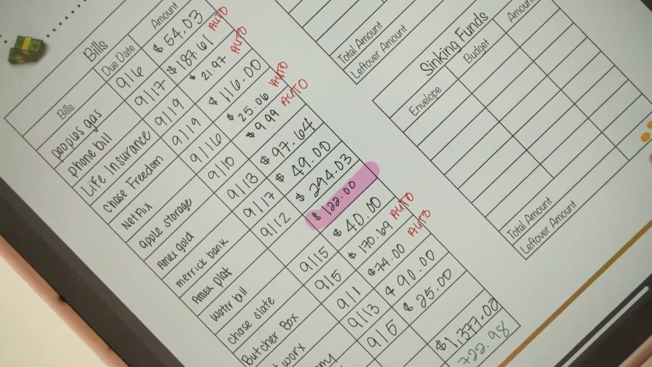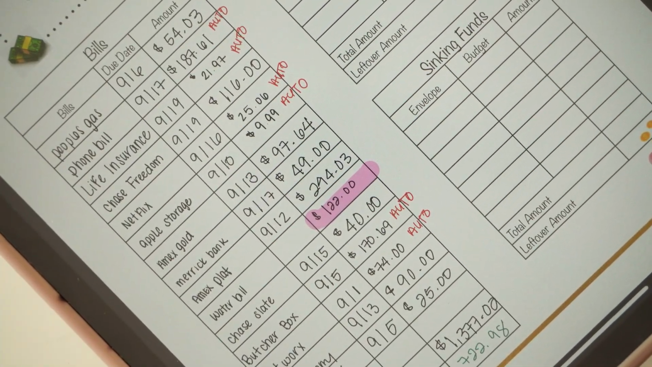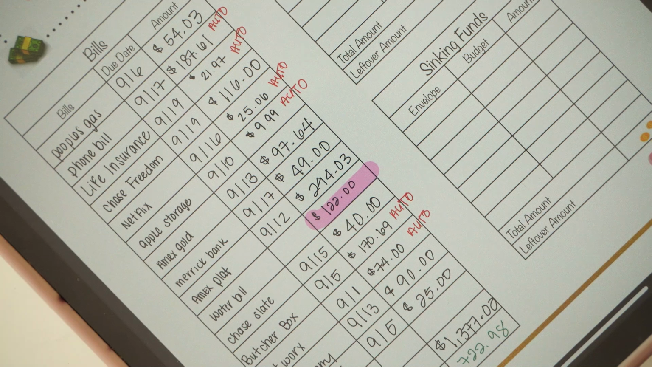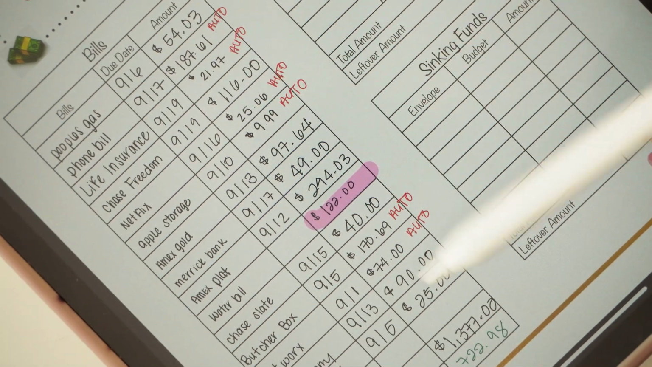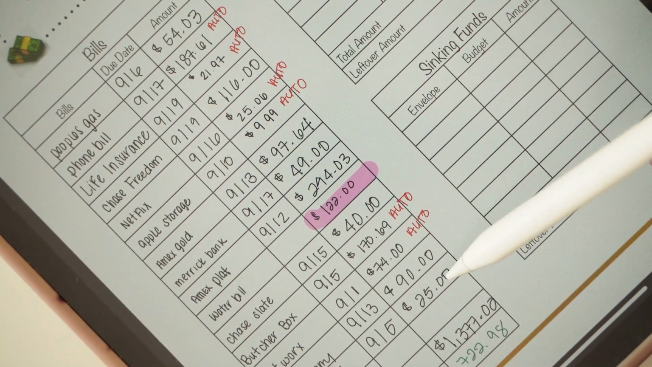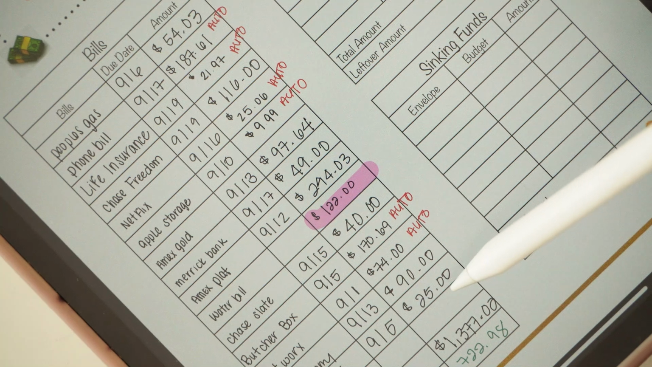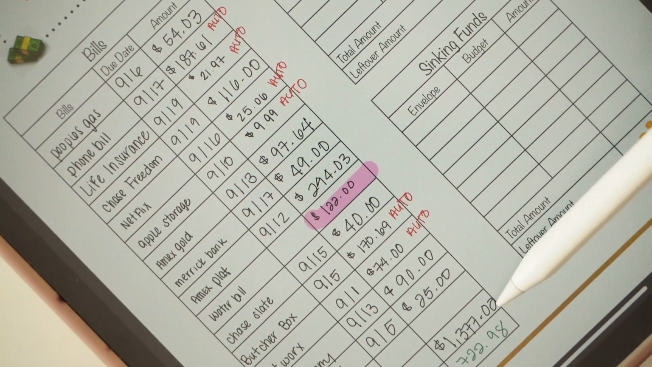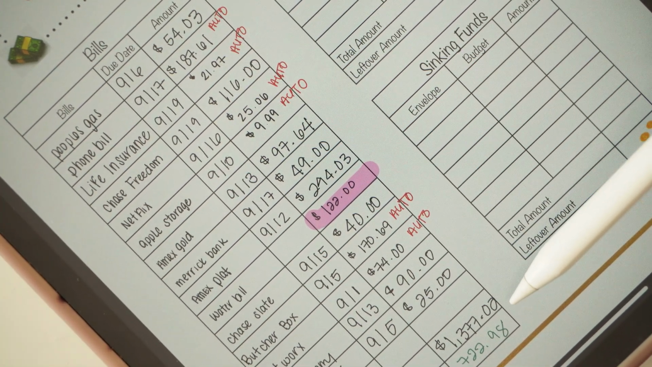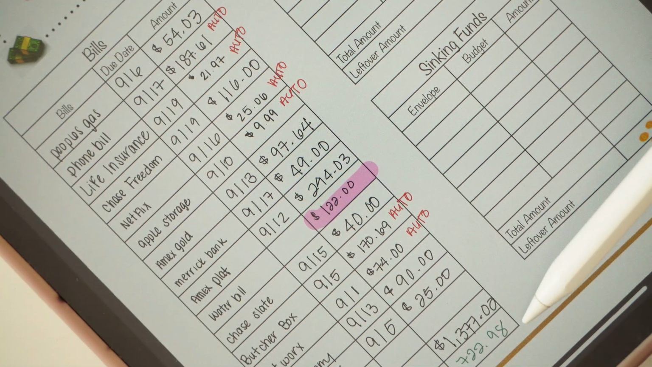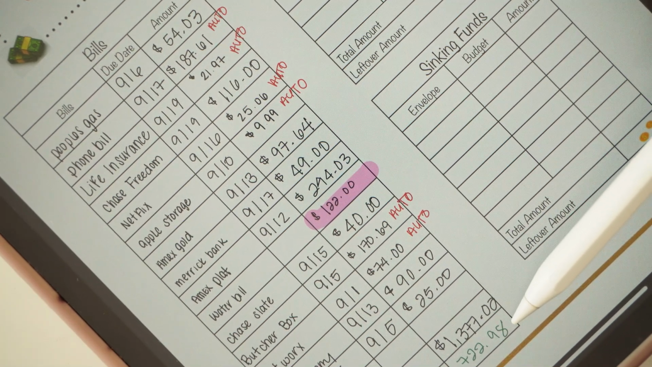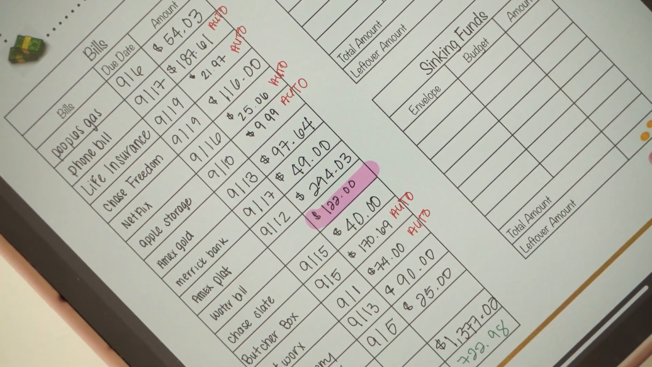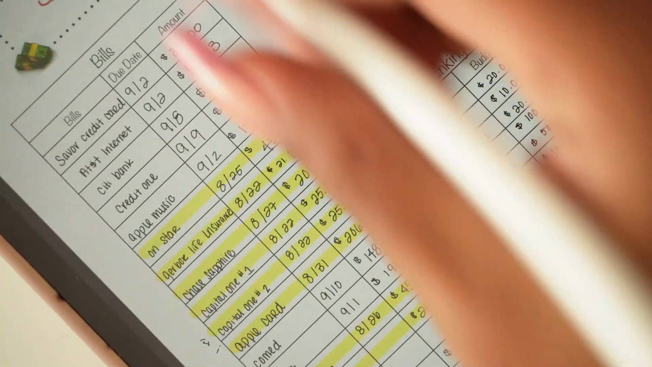Okay, so the water bill was not posted yet, but it's usually around 120, 112 every month. So I just budgeted 122 for that one, and then I went ahead and added all my bills up for that paycheck pay period, which is $1,377.02, which leaves me with $722.98 to budget. So for my cash envelopes, it's always the same.